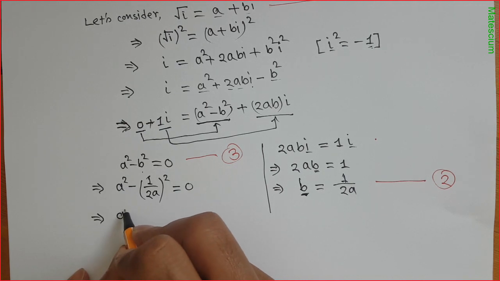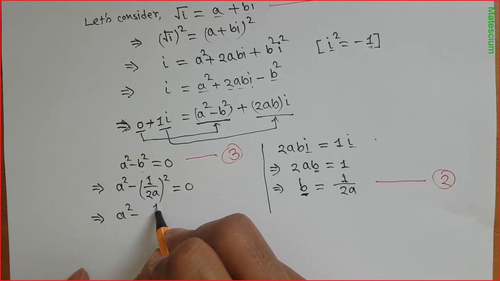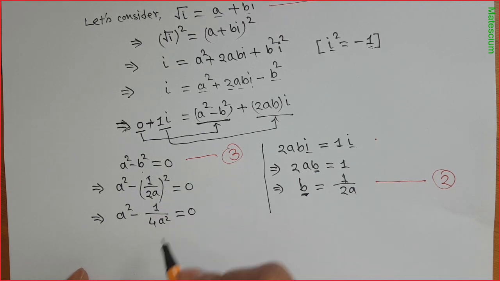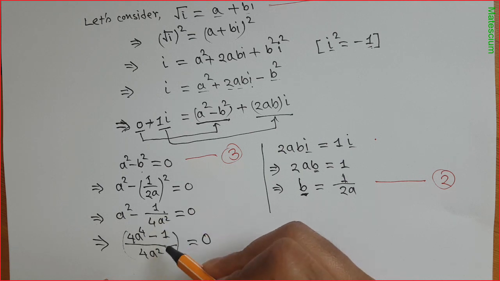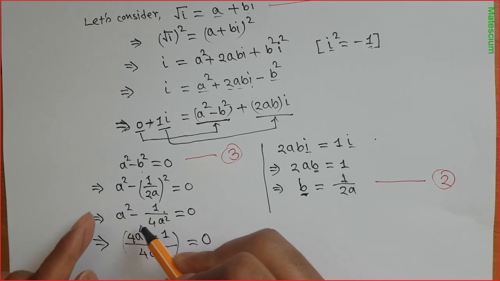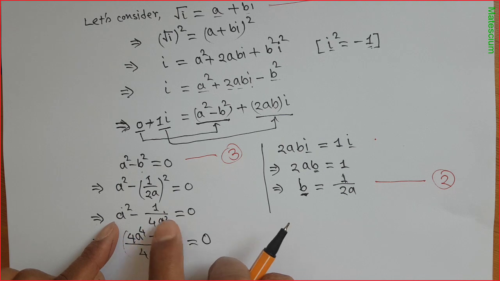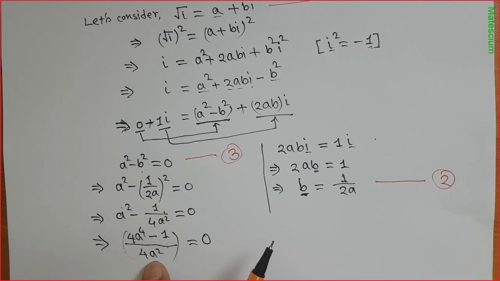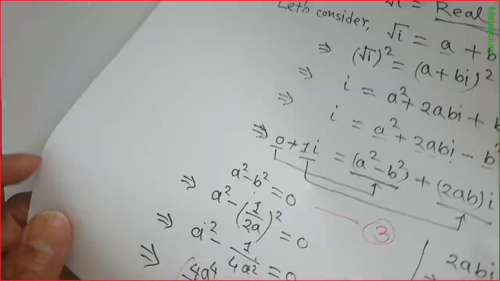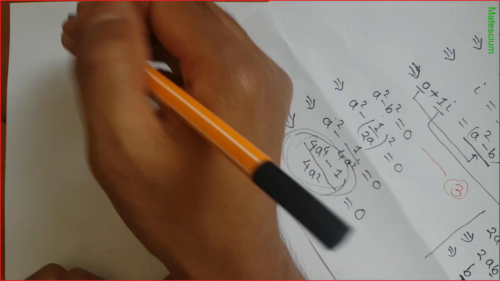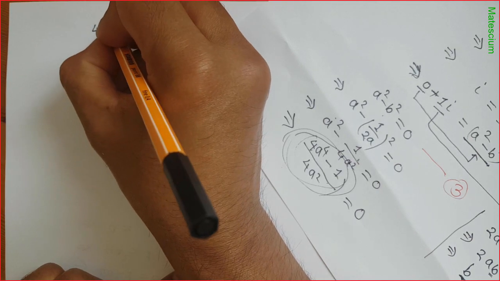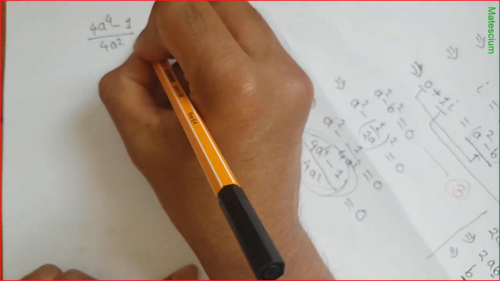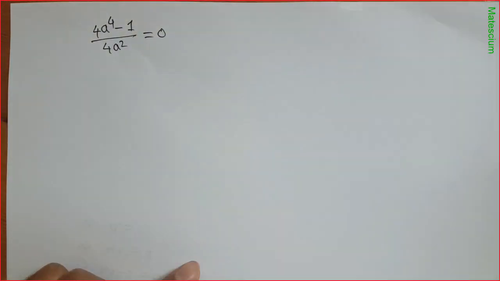So the next step is a square minus 1 over 2, which means 4 a square, which is equal to 0. From this step to that step is pretty simple. 4a square directly multiplied with this part. That means 4a square times a square, which becomes 4a to the power 4, minus 1 divided by 4a square, is equal to 0. Write this part again here. 4a to the power 4 minus 1 divided by 4a square is equal to 0.